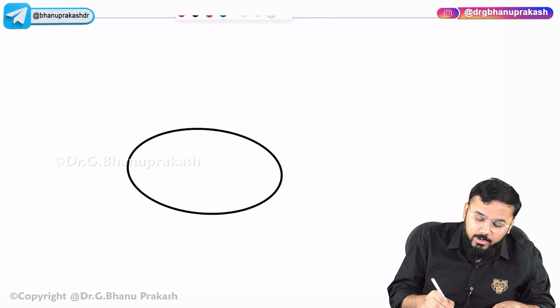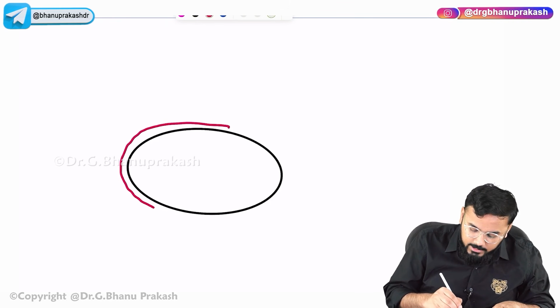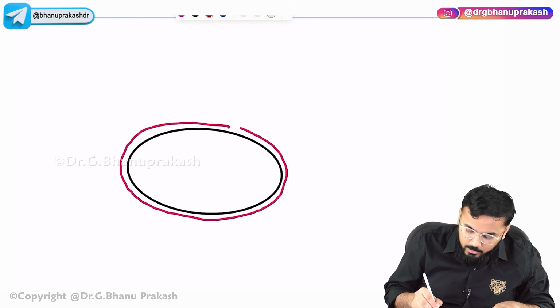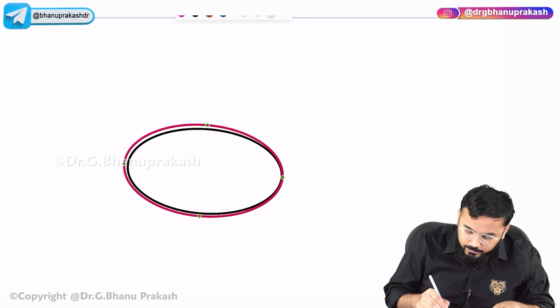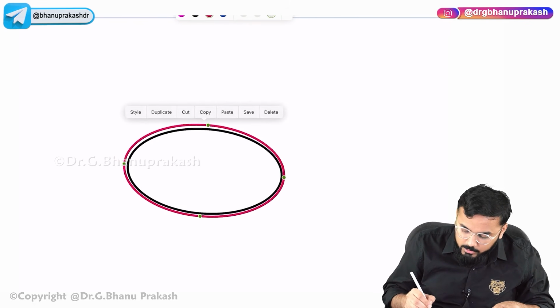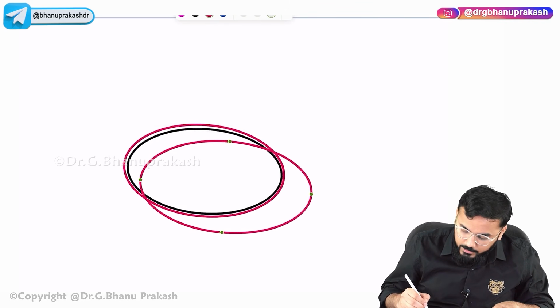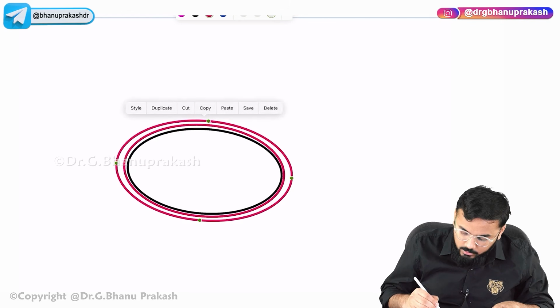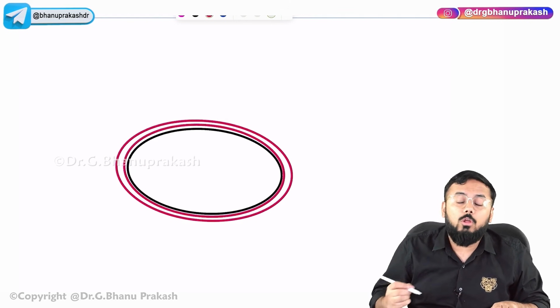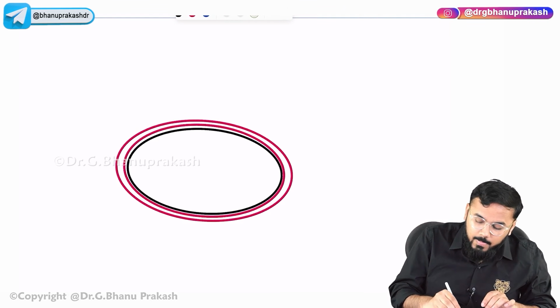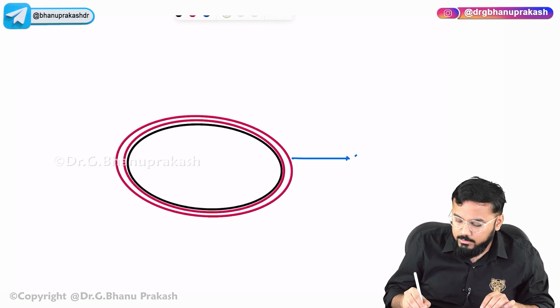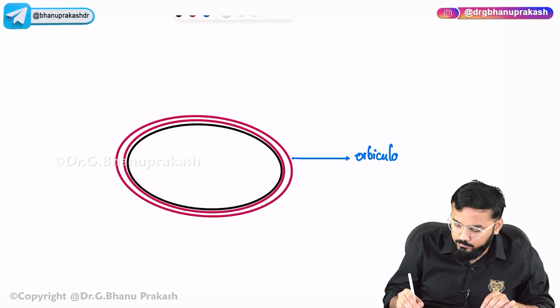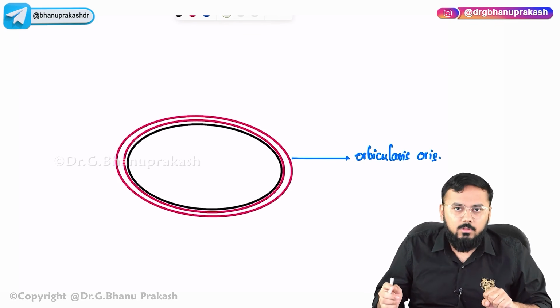Now one important muscle you should always know: surrounding the mouth there is a muscle that is already present. What is this muscle that is surrounding the mouth? Yes, this is called orbicularis oris muscle. Let me write this down. This muscle over here is called orbicularis oris muscle.